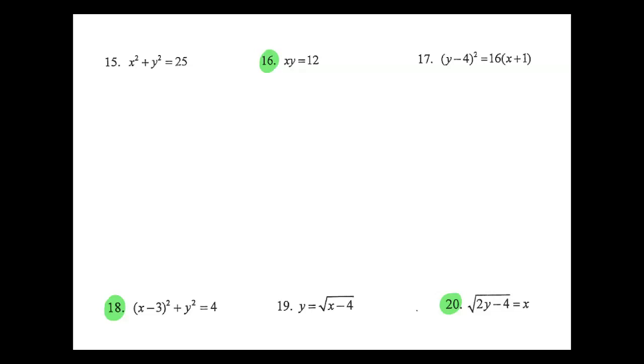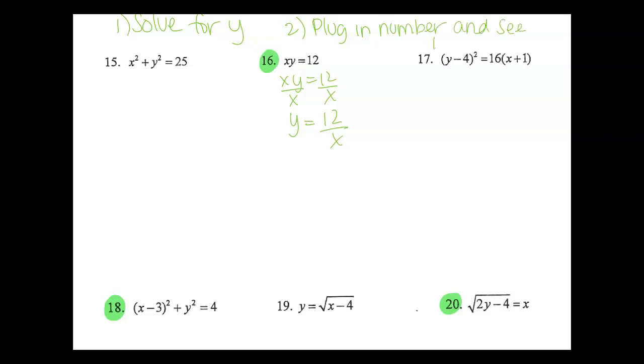All right, let's start simple. For question 16, the first step you should have done was solve for y. So this one's simple. You have xy equals 12. We're going to divide both sides by x. So y will equal 12 over x. That's the first step. The second step is to plug in a number and see if you get two outputs or two values for your solution.